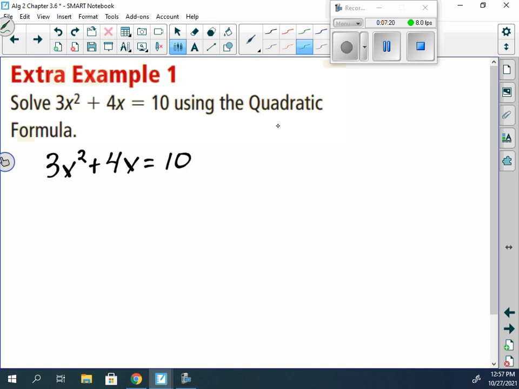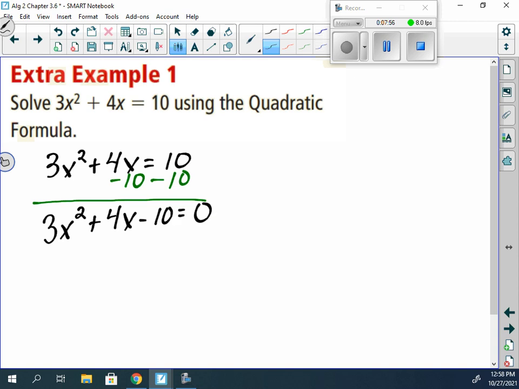So if we want to solve this using the quadratic formula, we need this equal to what? 0. We need it equal to 0. So what can we do to get this equal to 0? Exactly. Which would give us 3x squared plus 4x minus 10 is equal to 0.